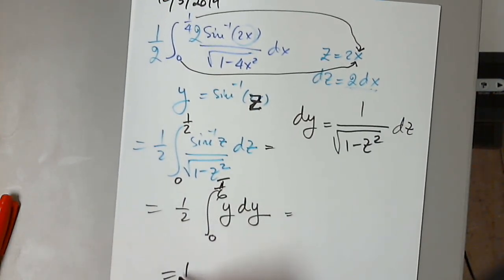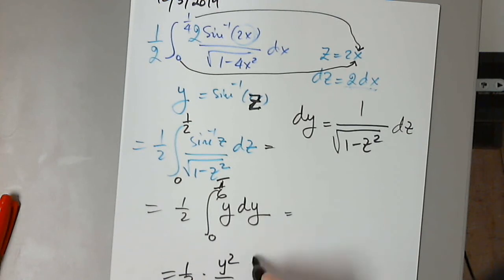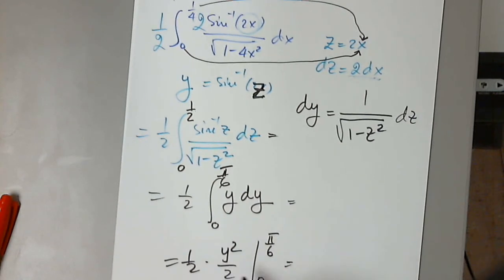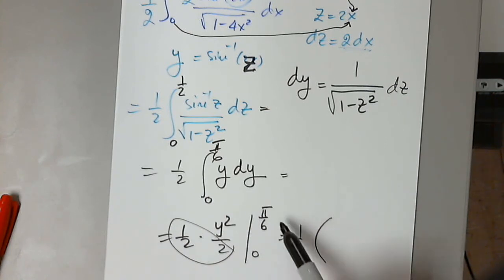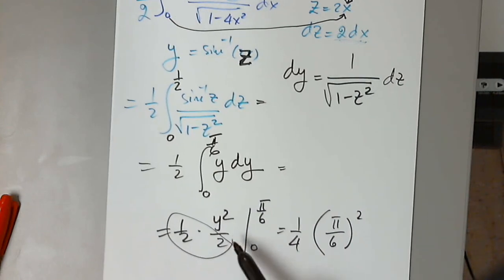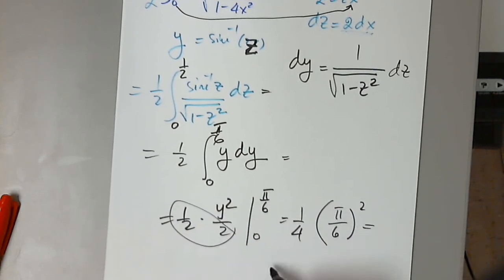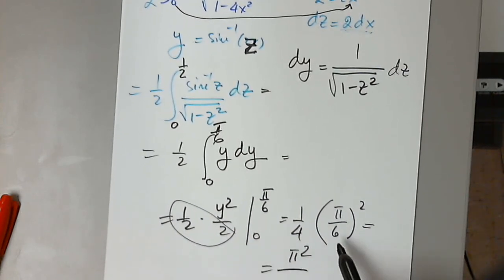So finally I have 1/2 y squared over 2 from 0 to pi over 6. Of course, leave the constant outside. That's the best thing to do. And you just plug in pi over 6 and you square that. And when you plug in 0, you get 0. So the answer is pi squared over 36 times 4. How much is 36 times 4? 144. Is this clear?